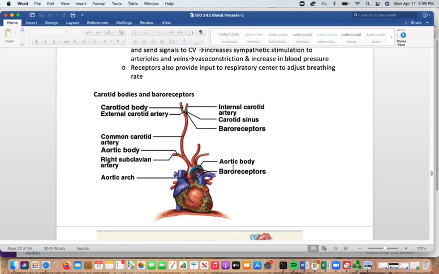This just shows the anatomy of where these carotid bodies and the aortic bodies are, and the different blood vessels coming out of the heart.